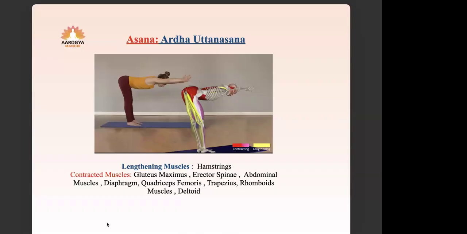So in this forward bending posture, you find maximum muscles are getting contracted, and so this posture can be treated as a strengthening posture. You only find stretch at the hamstring muscles.